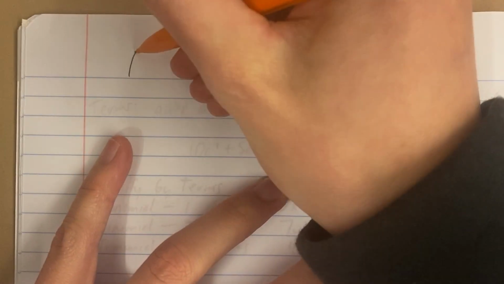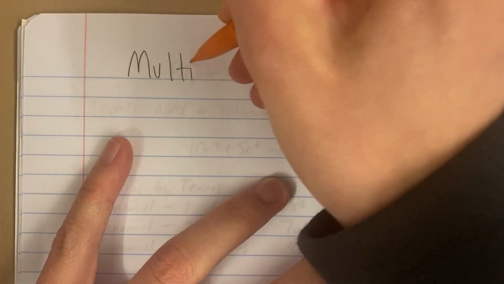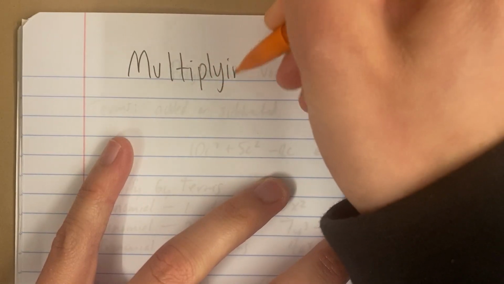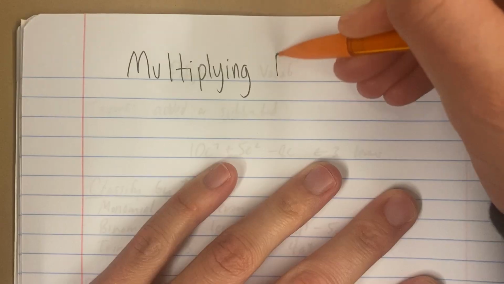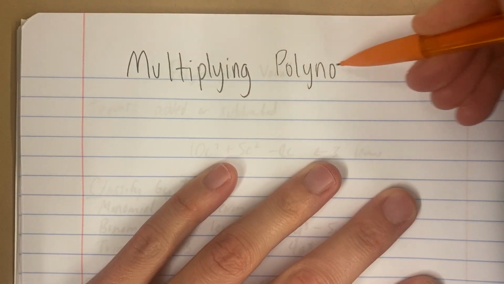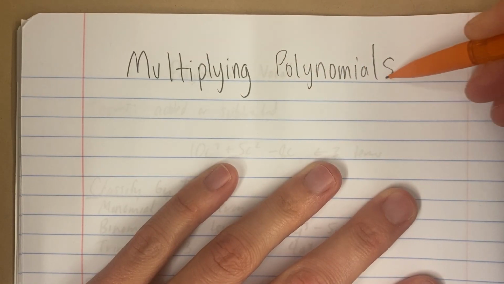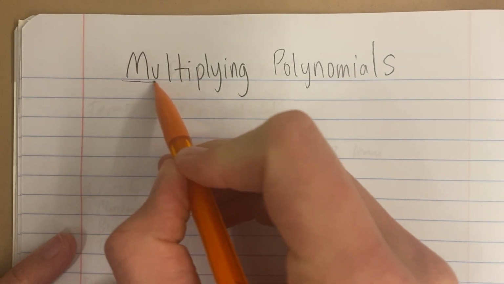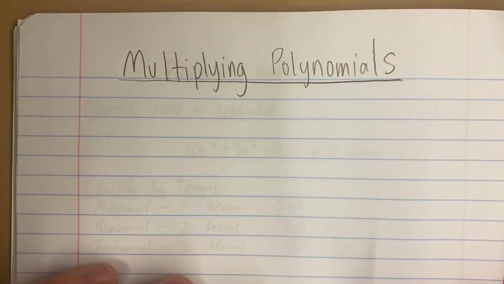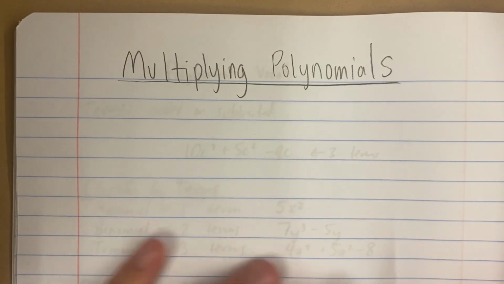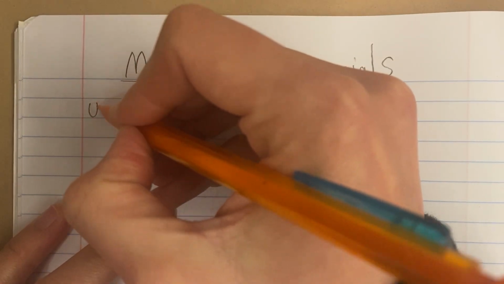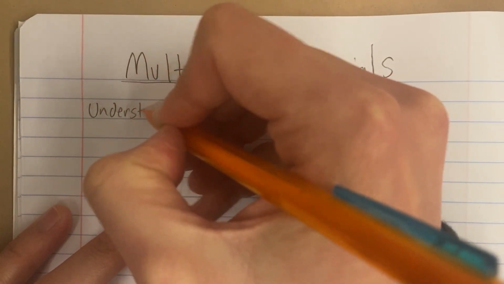This is the start of a big topic. Go ahead and put a nice big title on your page. We're going to be multiplying polynomials. Our first topic of this unit was adding and subtracting polynomials. So now we're multiplying. Before we start multiplying, I want to talk a little bit about exponents.